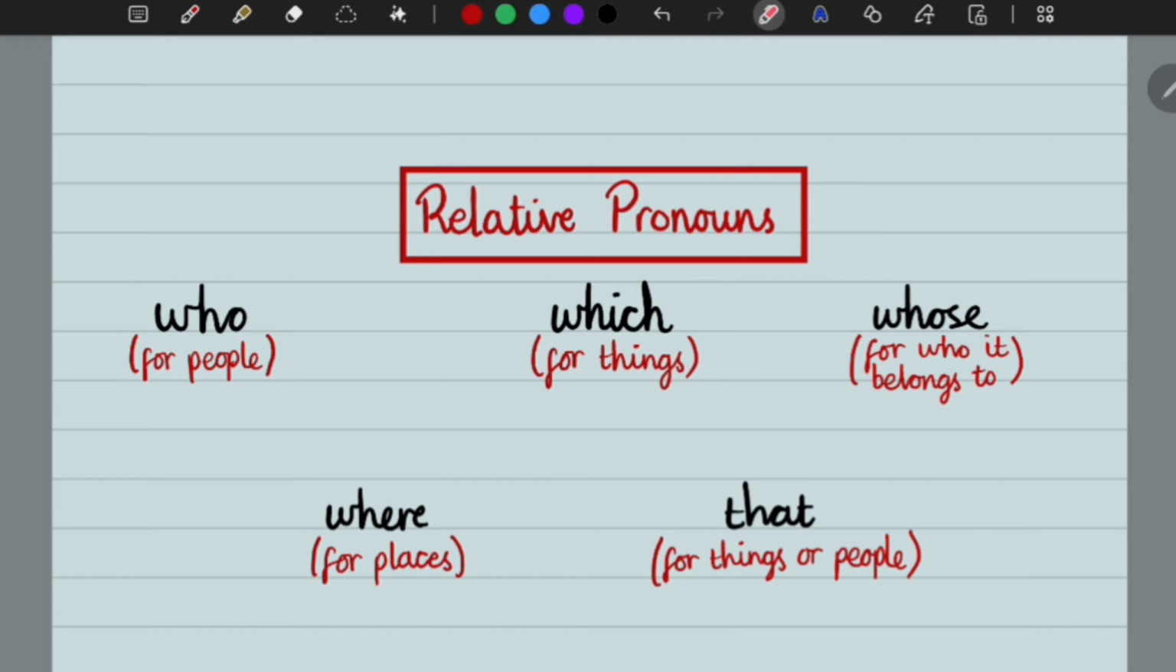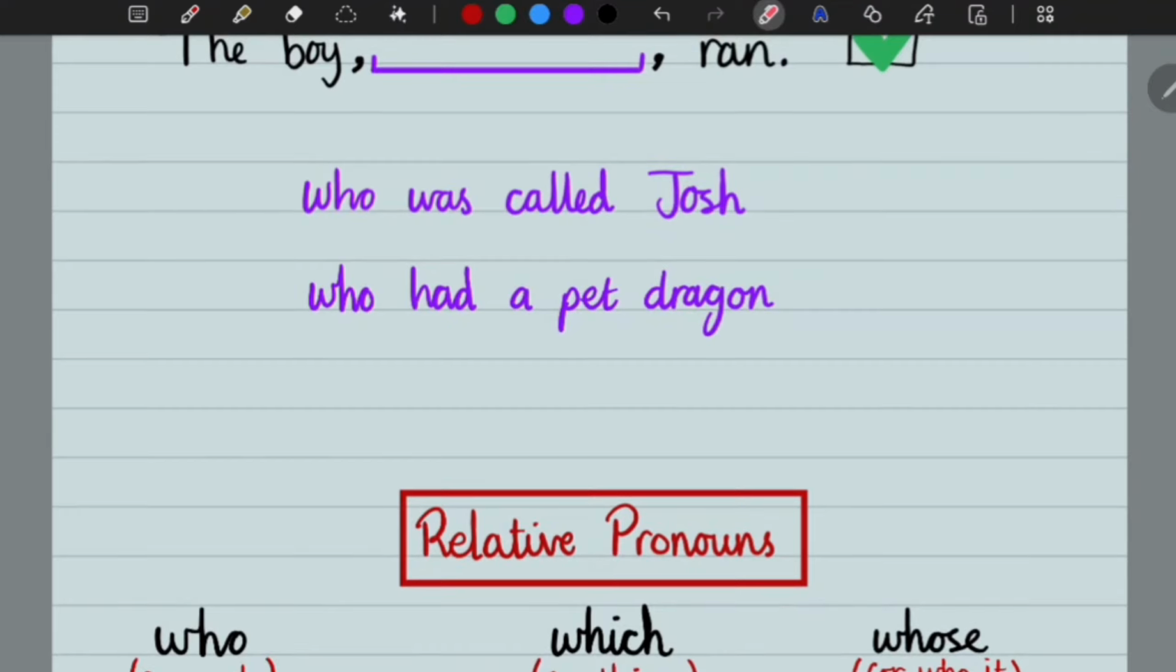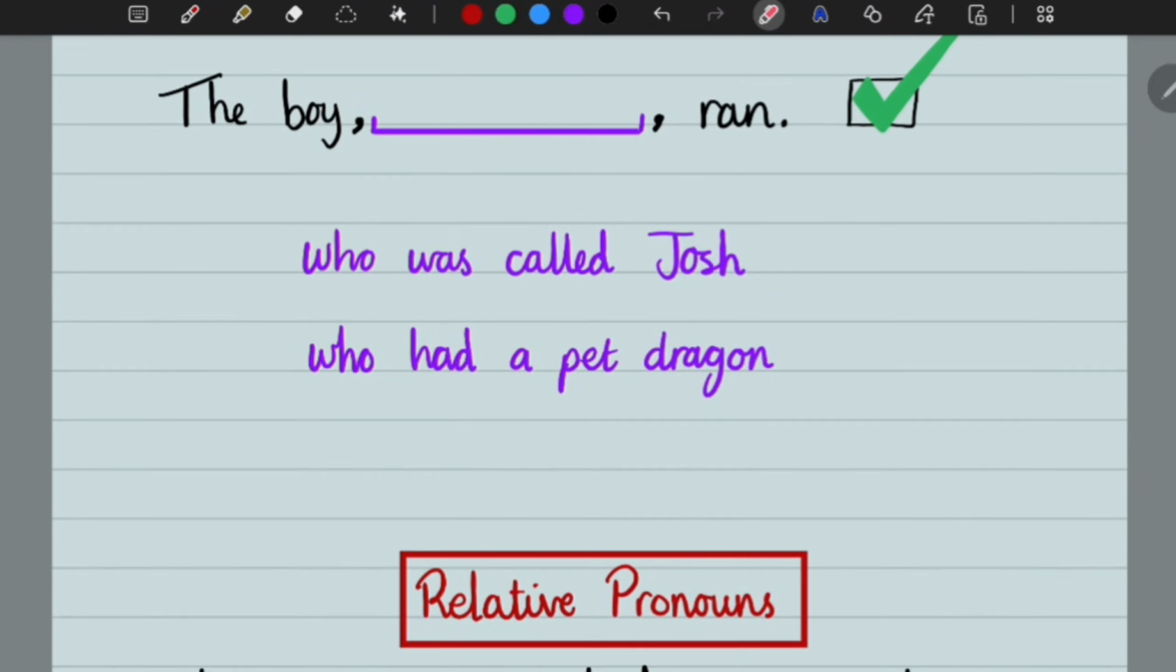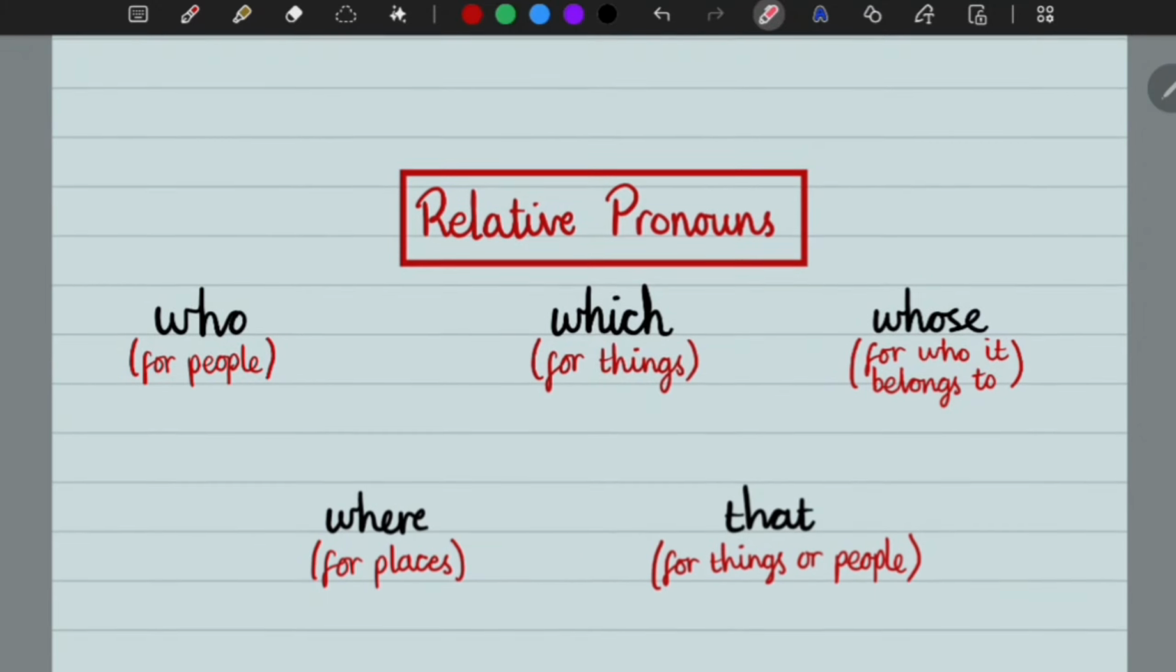Now, before we look at some examples, a quick recap: if I'm using a relative clause in the middle of my sentence, I sandwich it with a comma either side. If it goes on the end of a sentence, sometimes I use a comma before the relative clause, and sometimes it's not necessary. So let's dive into a few examples.